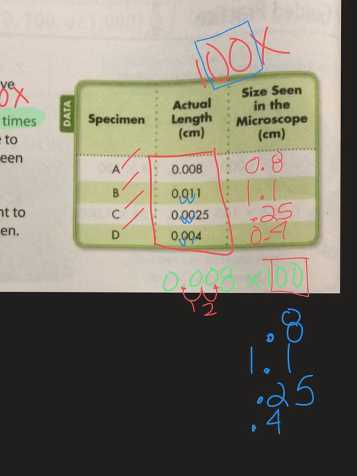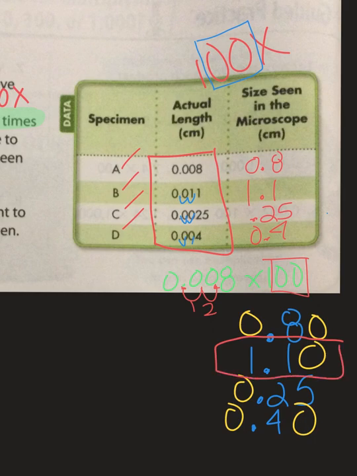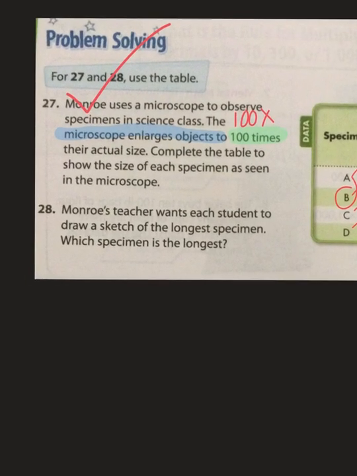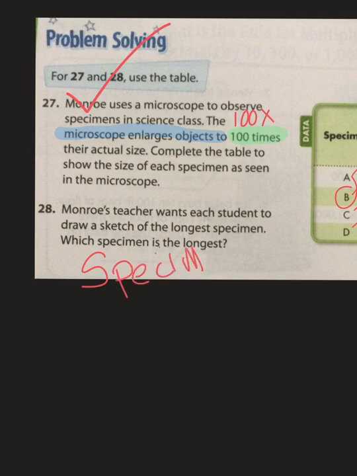And then I'm going to add zeros to fill in everything that needs filled in. 1 there, 1 there, 1 there, and then all those. And I can see which is the biggest number because it's the only number that has a whole number, which is 1 and 1/10, and that's specimen B. So the answer Monroe's teacher wants to know, which is the longest? Well, that is specimen B. Specimen B. Bravo.